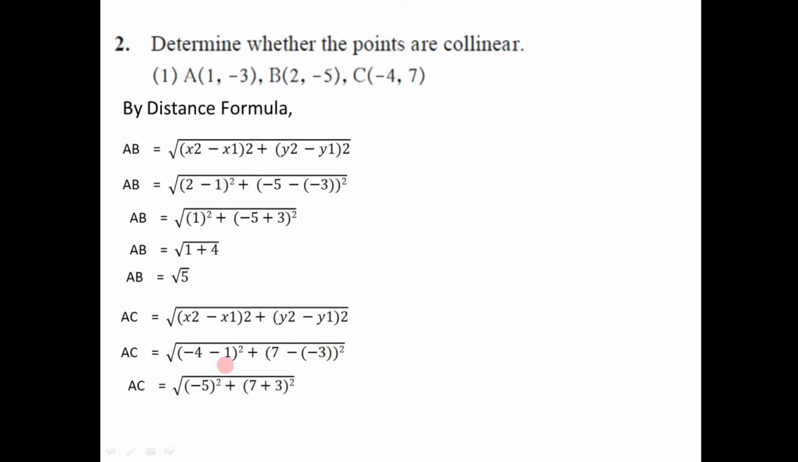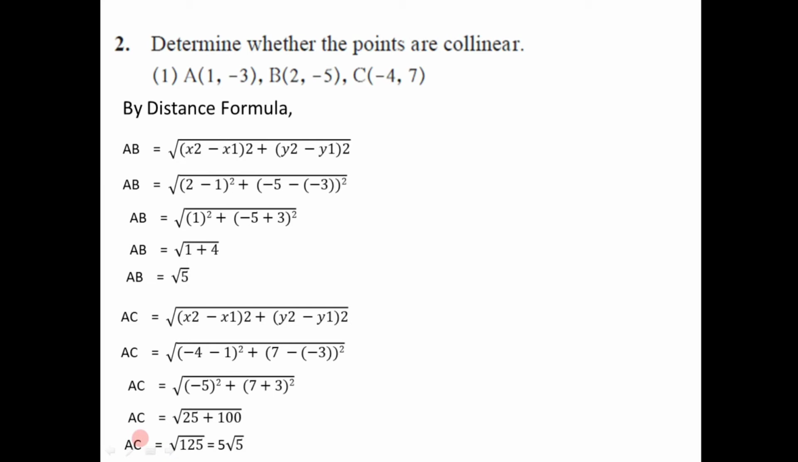On simplifying we'll get under root (minus 4 minus 1), that's minus 5, square, plus (7, this minus minus will become plus 3), square. This AC is equal to under root minus 5 square, that's 25, plus 7 plus 3, that's 10, and 10 square is 100. So under root 25 plus 100 we will get under root 125. Now if we simplify this by having the factors of 125 as 25 into 5, and if we take 25 outside the square root sign, we will get 5 into root 5.